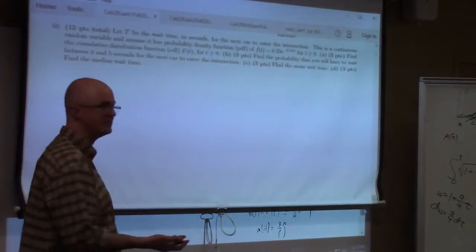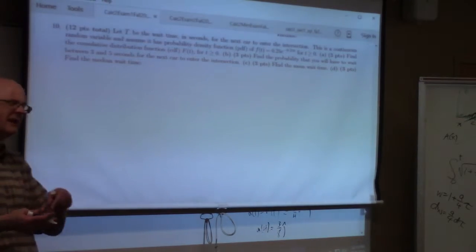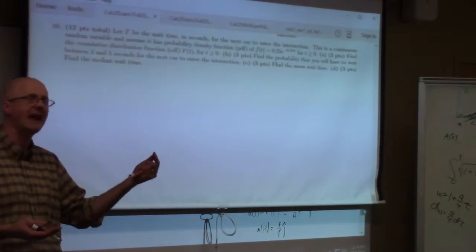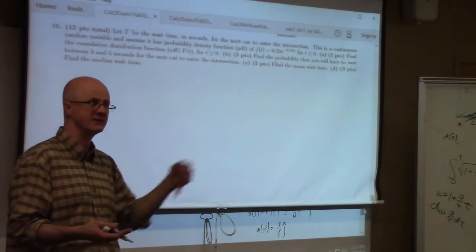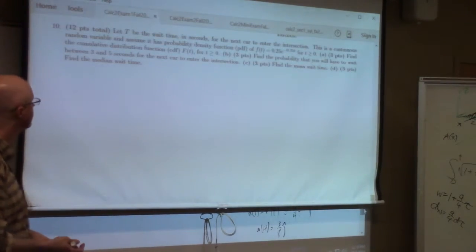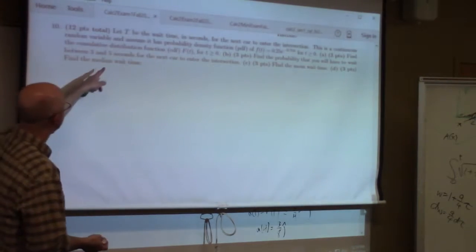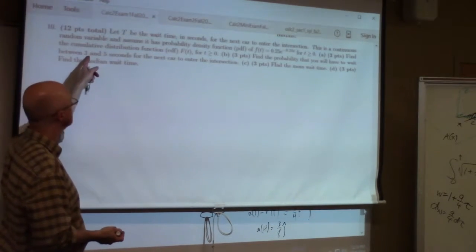Integrate little f and find that particular antiderivative to find capital F. You can use capital F to find the probability in part B because of the fundamental theorem of calculus. You integrate little f to find the probability, but you've got capital F, you've got the antiderivative from part A. You can just do a difference to calculate the probability: capital F of 5 minus capital F of 3.